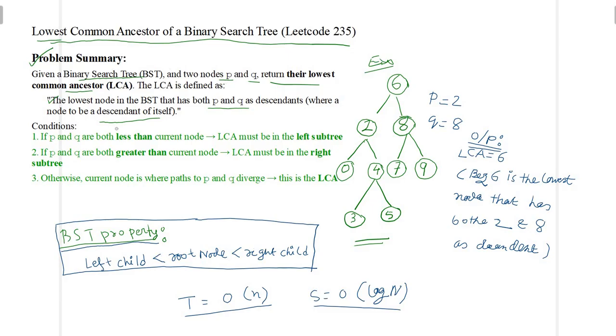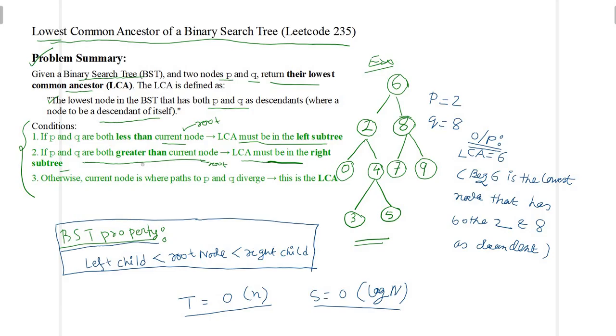Now there are conditions to apply. Condition 1: if P and Q are both less than the current node. What is the current node for us? The current node is my root, correct? Then the LCA must be in the left subtree. Similarly, in condition 2, if both P and Q are greater than the current node, which is again the root node, then the LCA must lie in the right subtree.